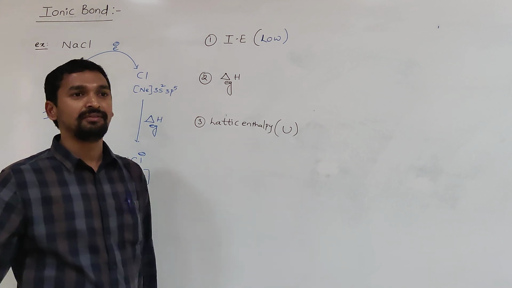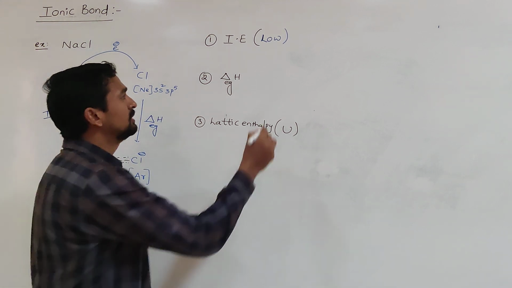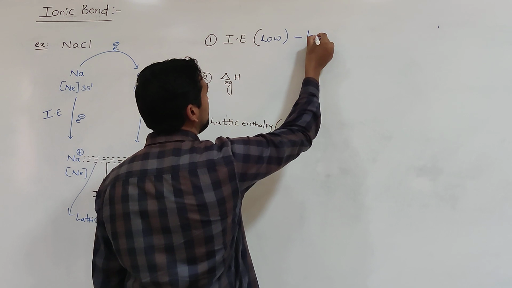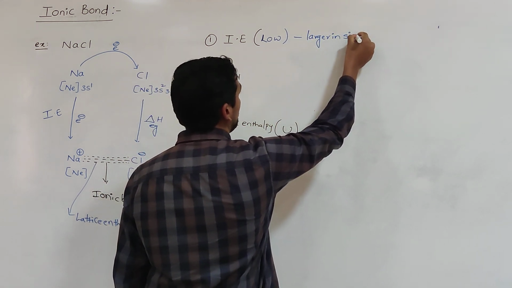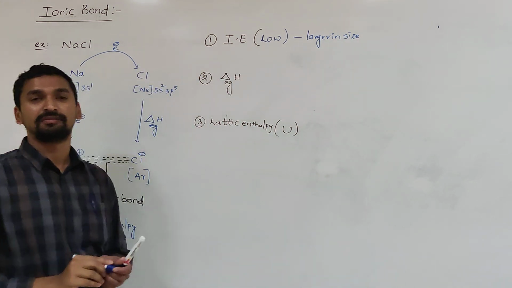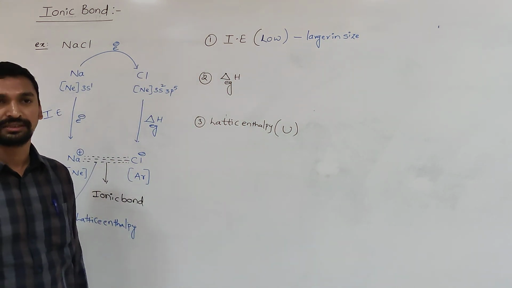Which atoms have the low ionization enthalpy value? The atoms which are larger in size. Whichever atoms are larger in size, in that case the force of attraction on the outermost electrons is less.